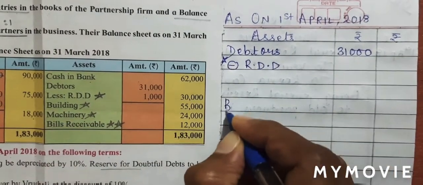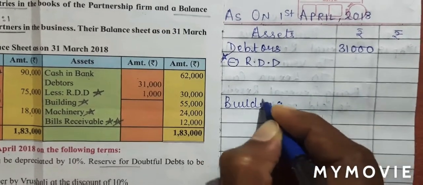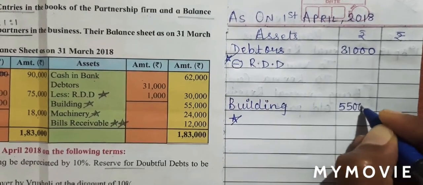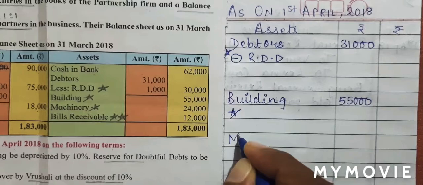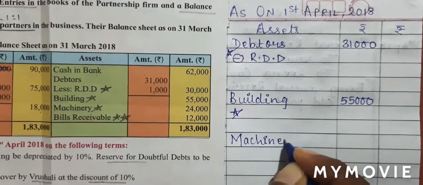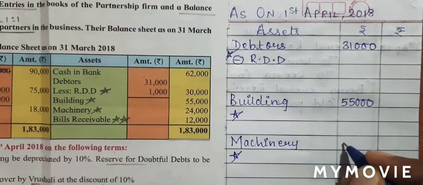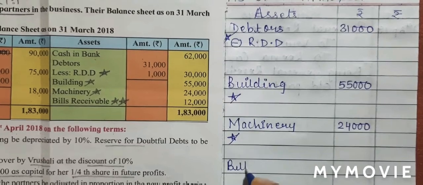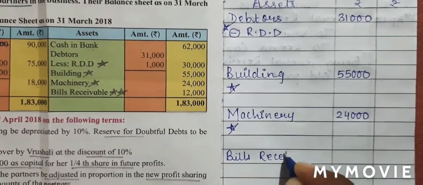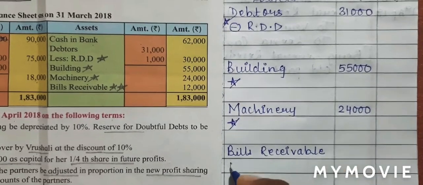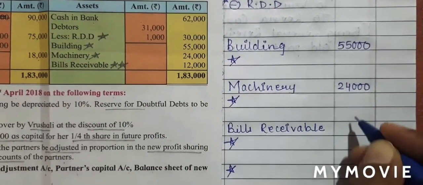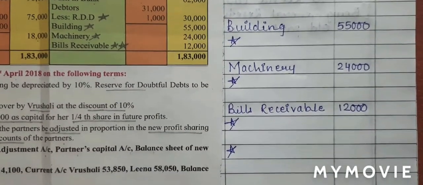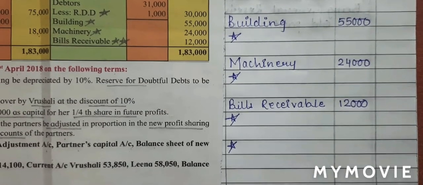Next is building. So I'll write building. I'll mark a star. Inner column 55,000. Next is machinery. Again, I'll mark a star. Inner column 24,000. Next is bills receivable. And there are 2 stars for it. So I will mark 2 stars. And I'll write the amount in the inner column 12,000. With this, students, we have completed step number 1, transferring stage.